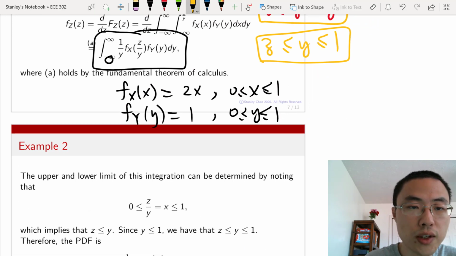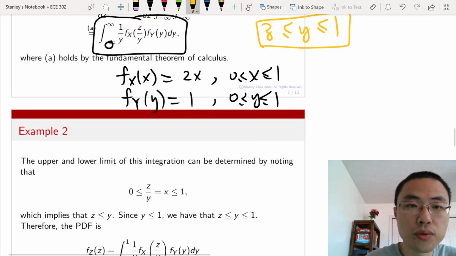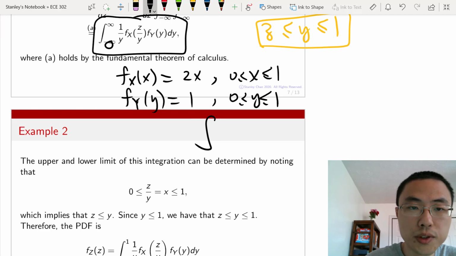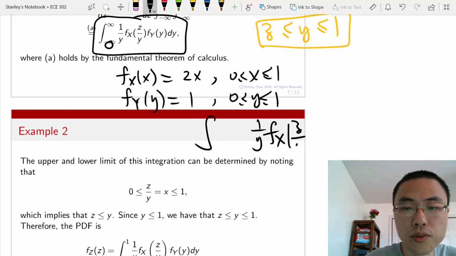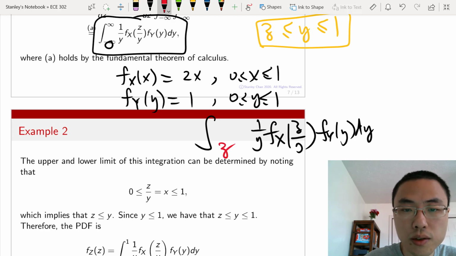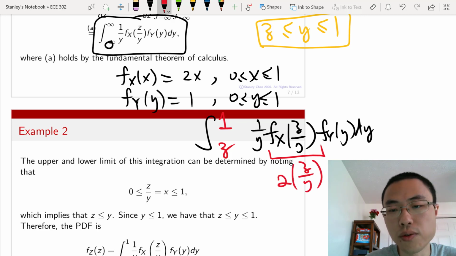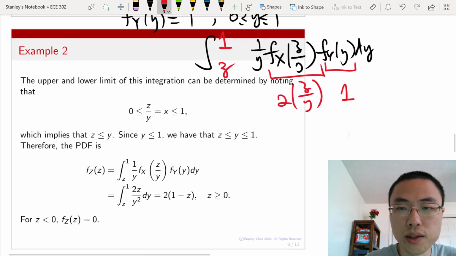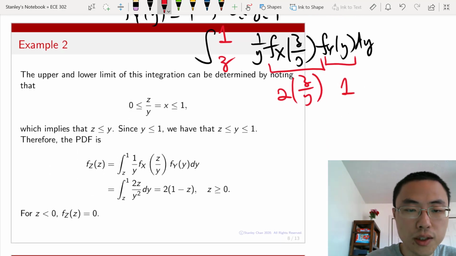So instead of having this integration from 0 to infinity of 1 over y fx z over y and then fy over y dy, you need to put in the limit, which is from z to 1. Okay, and this will become 2 times z over y. This is the definition of the fx. This is your definition of fy. So plug this in, and then you have this integration.